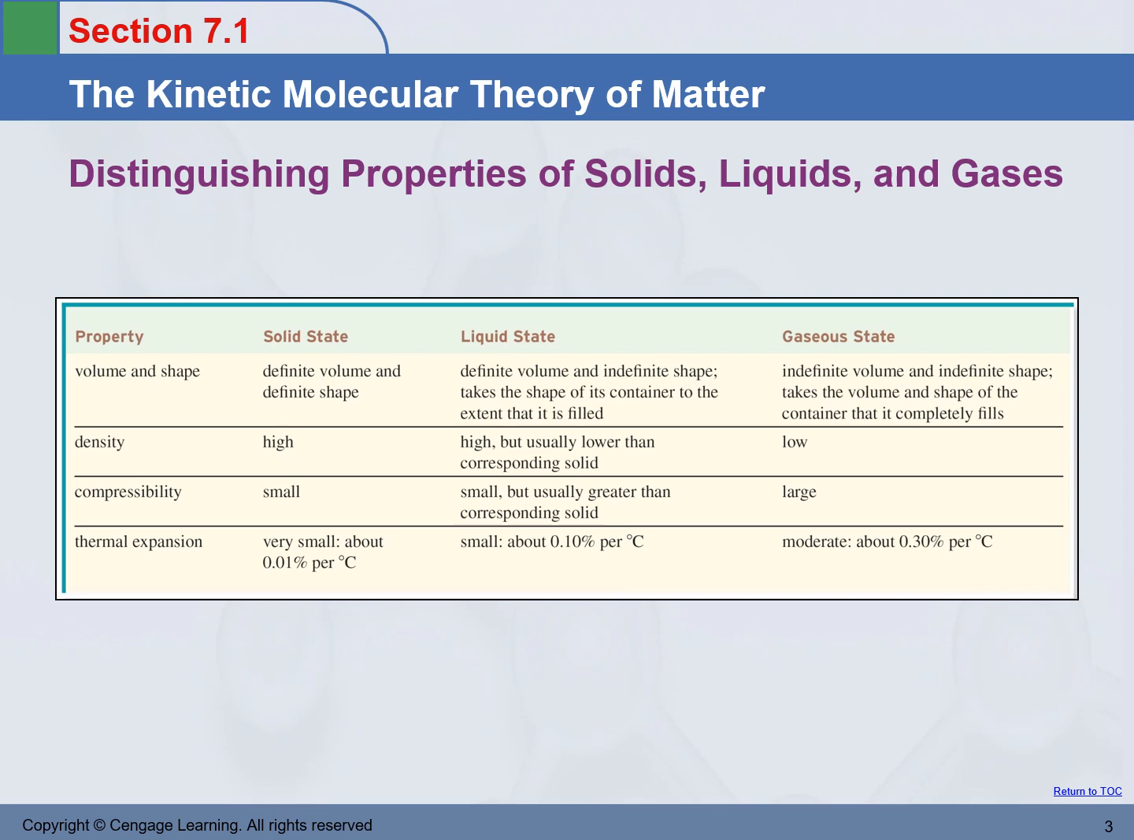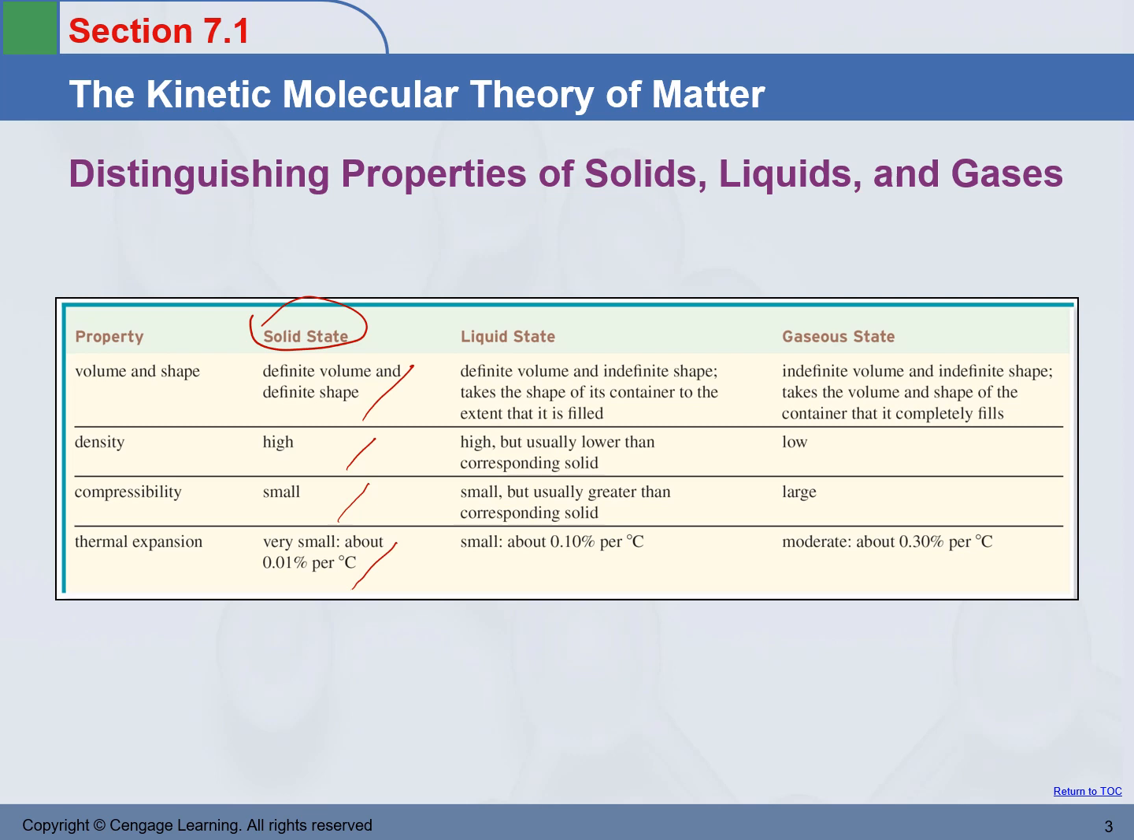Now, this slide provides us a comparison of the common physical properties mentioned on the last slide among solids, liquids, and gases. For solid state, it has definite volume and definite shape. It has high density usually. It has small compressibility. When you press a solid, the volume change is very minimal. It has very small thermal expansion. Yes, when you heat it up, the volume may expand a little bit, but very small for solids.